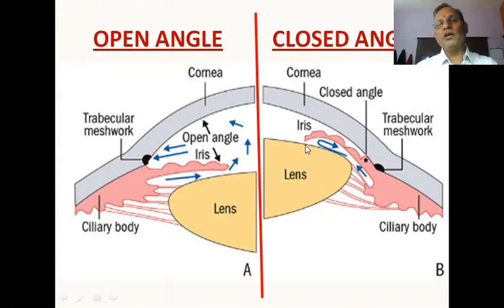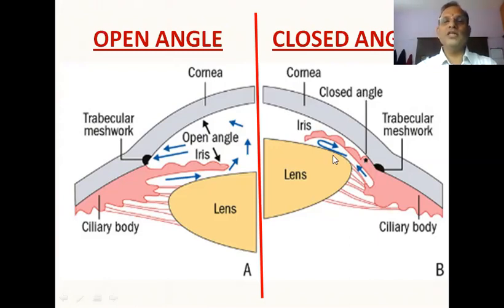This iridolenticular contact will cause a pressure in the posterior chamber. This pressure in the posterior chamber will further push the iris forward and it will get opposed nearer to the cornea. Once it gets opposed near the cornea, the angle which was open here is closed. That's why in closed angle glaucoma you see a shallow anterior chamber. Here, the anterior chamber is not shallow. Here you can see the shallow anterior chamber where the iris is bulging forwards and causing the angle to close. So there is no way the aqueous can escape through the trabecular meshwork. So this is a closed angle.